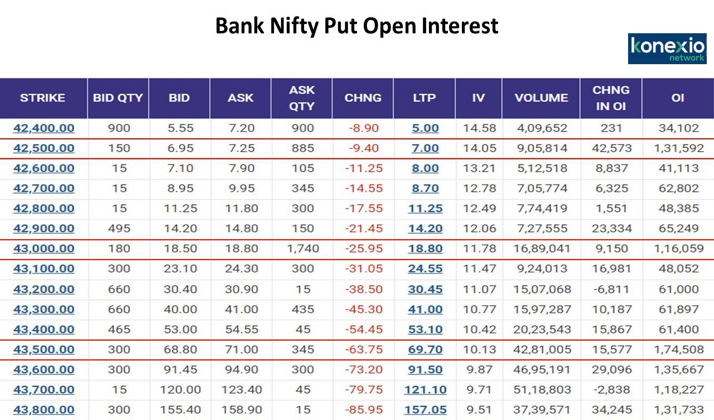On an immediate basis, we feel that 43,500 could act as an immediate support. If it breaks, then only there are chances that Bank Nifty might drift down to the levels of 43,000. But if there is any kind of weakness, that should be used as a buying opportunity, because the charts are also showing strength. Both Bank Nifty and Nifty are moving in a rising channel.